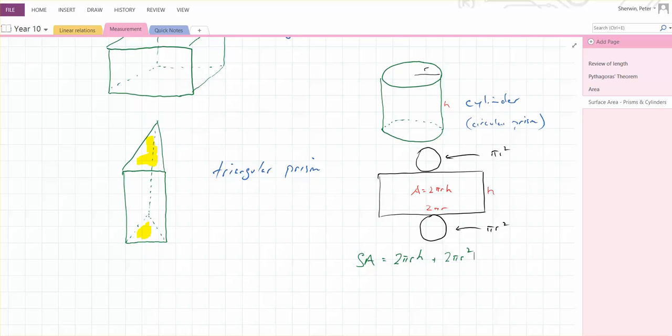Your exercise now on this is exercise 6D on page 388. Please refer to the work requirements on that.